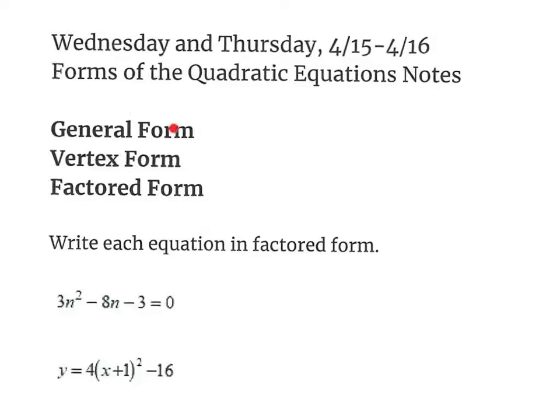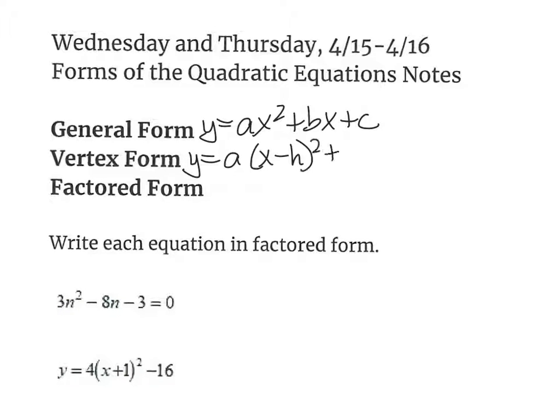Looking right here at these definitions, write them down real quick. General form is y equals ax squared plus bx plus c. This is what you used with the quadratic formula last week. Vertex form was Monday when we completed the square. Y equals a times x minus h squared plus k. That was on Monday when we said h, k was the vertex and we completed the square.